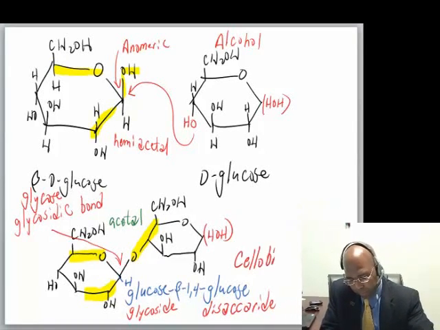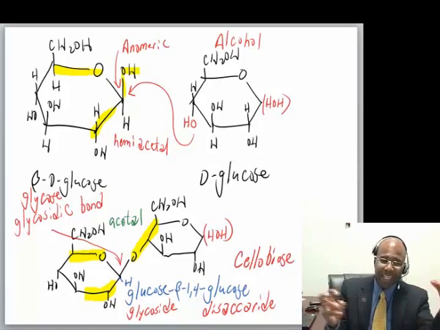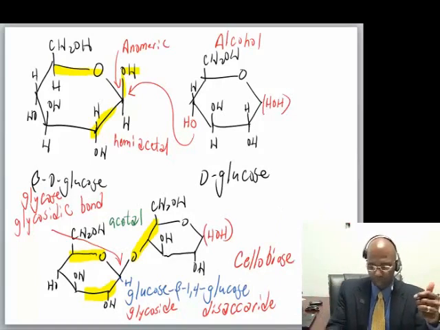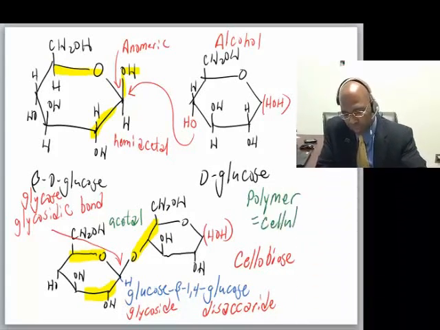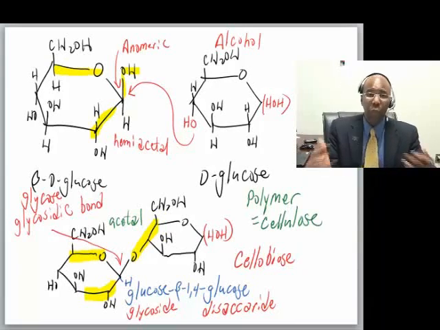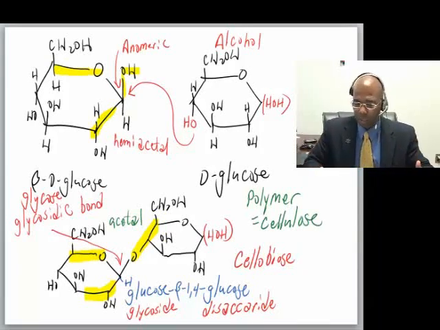Now this disaccharide, when you have a beta 1,4 linkage, its common name is cellobiose. And if you have many beta 1,4 linkages, then we form a polymer of cellulose. And so we can't digest cellulose because we don't have any beta 1,4 glycosidases.